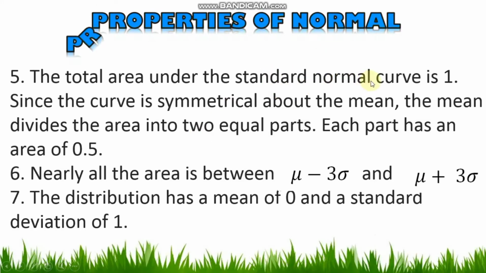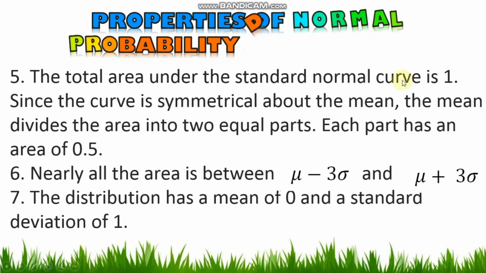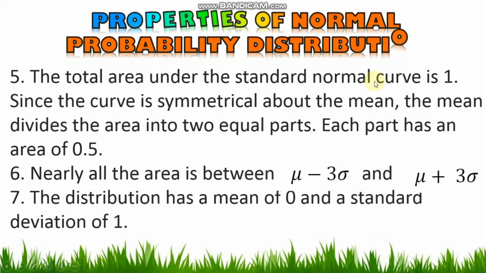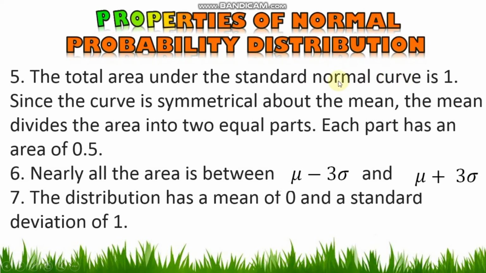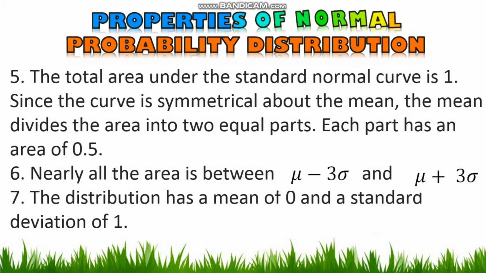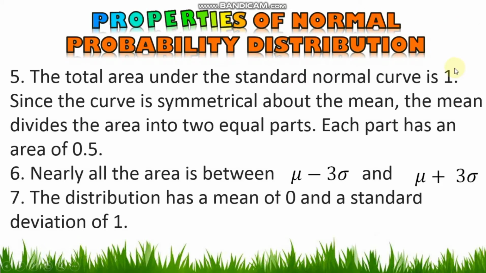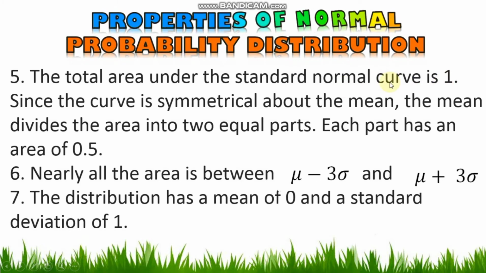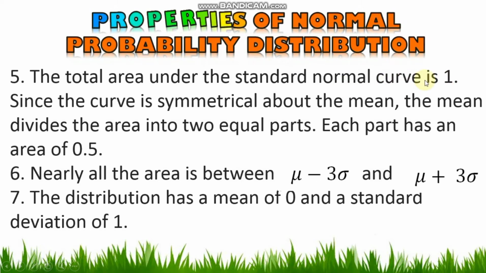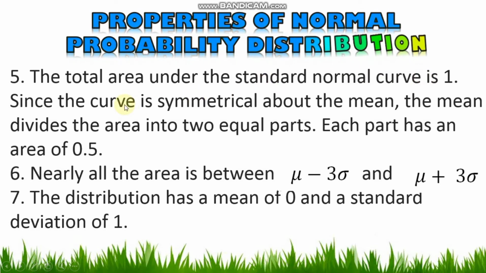Next, we have number 5, the total area under the standard normal curve is 1. Ang ibig sabihin nito is 100% in percent. Since equal yung both left and right side, tig 50% sila. If we will use 1, of course, the left side is 0.5, the right side is 0.5, for a total of 1. The area is equal to 1.